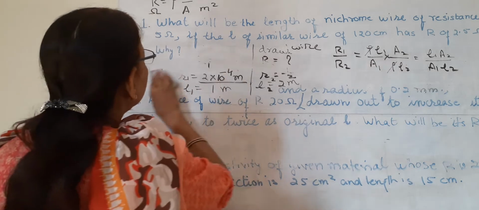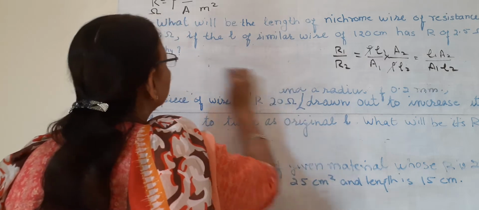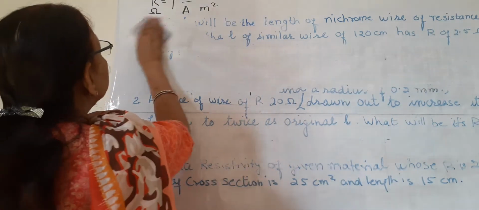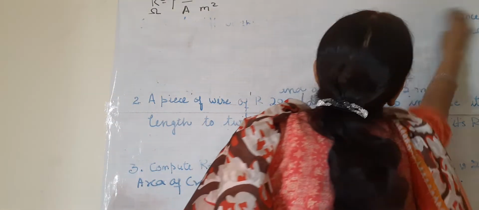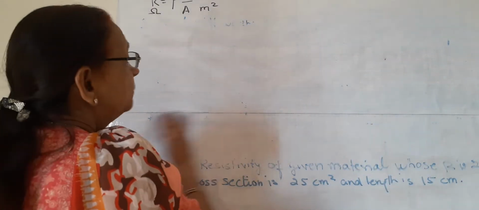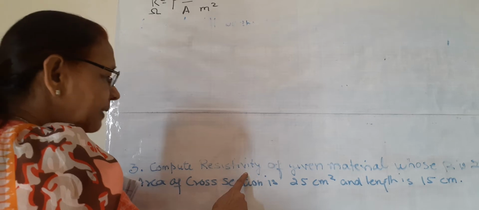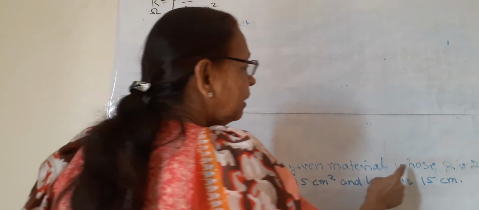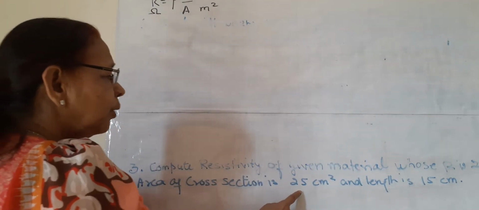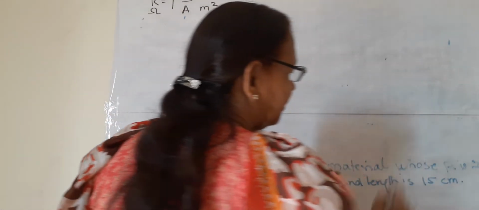So these are 2 numericals. Now we will do the third one. It is written here. So this is the third one. Compute resistivity of given material whose resistance is 2 ohm. Area of cross section is 25 centimeter square and length is 15 centimeters.